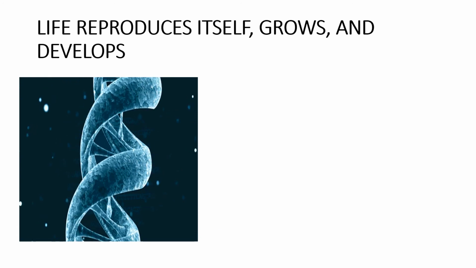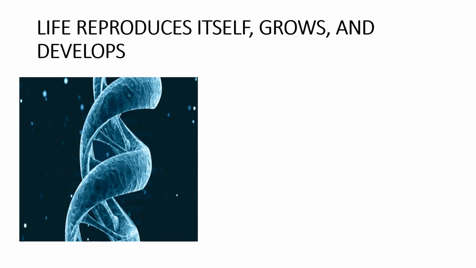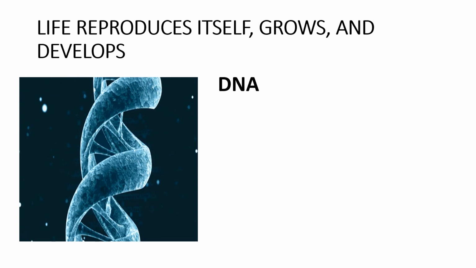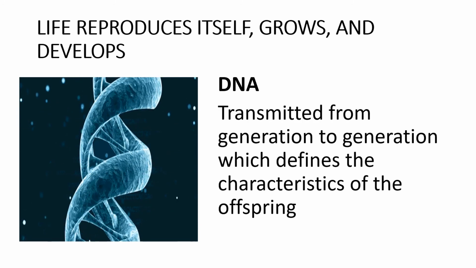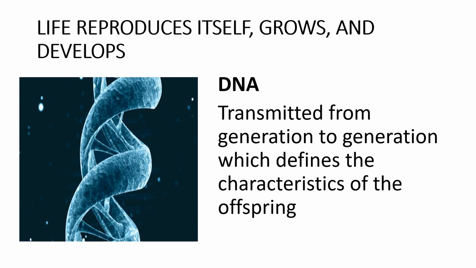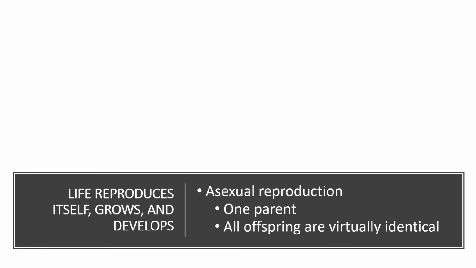Next, life reproduces itself, grows, and develops. Organisms reproduce, making other individuals that are similar to themselves. Reproduction transmits DNA from generation to generation, and this genetic information defines the inherited characteristics of the offspring. Now, reproduction occurs in two basic ways. It can either be asexual or sexual.